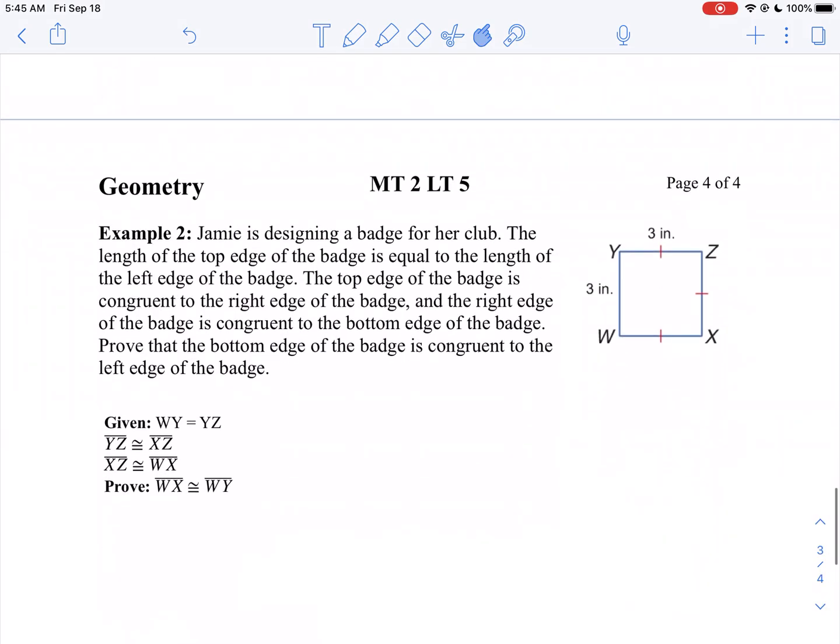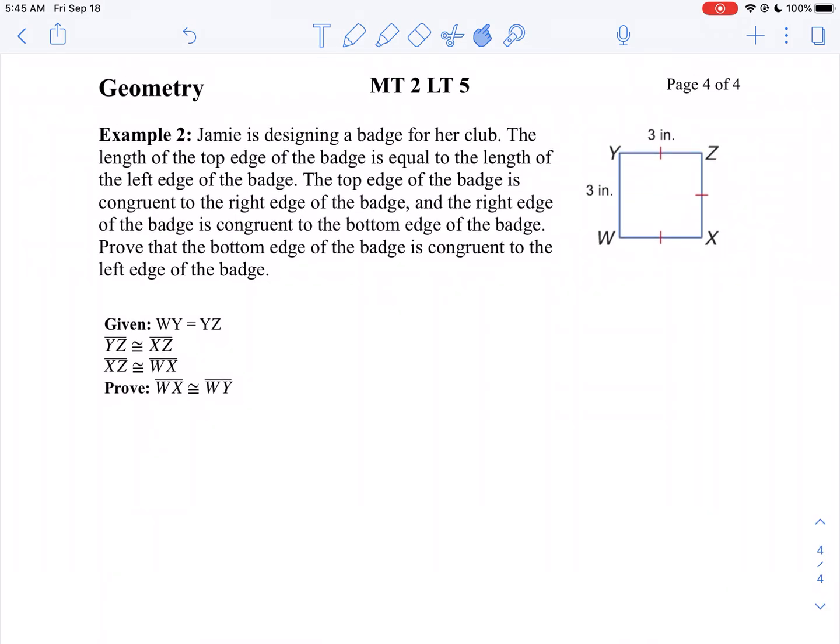Let's take a look at a problem like that. It says Jamie is designing a badge for her club. The length of the top of the badge is equal to the length of the left edge of the badge. The top edge of the badge is congruent to the right edge of the badge, and the right edge of the badge is congruent to the bottom edge of the badge. Prove that the bottom of the badge is congruent to the left edge of the badge.